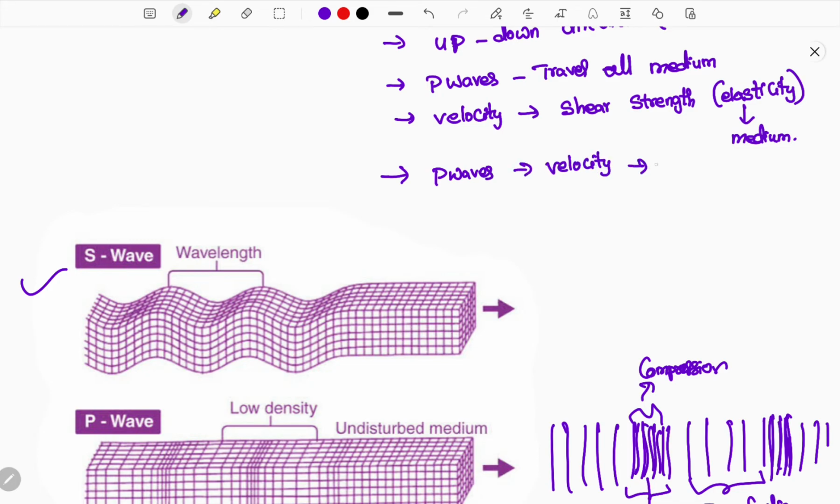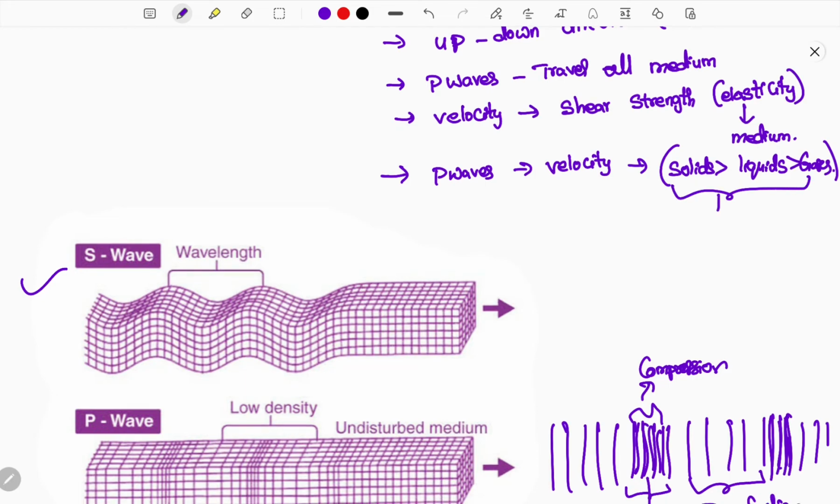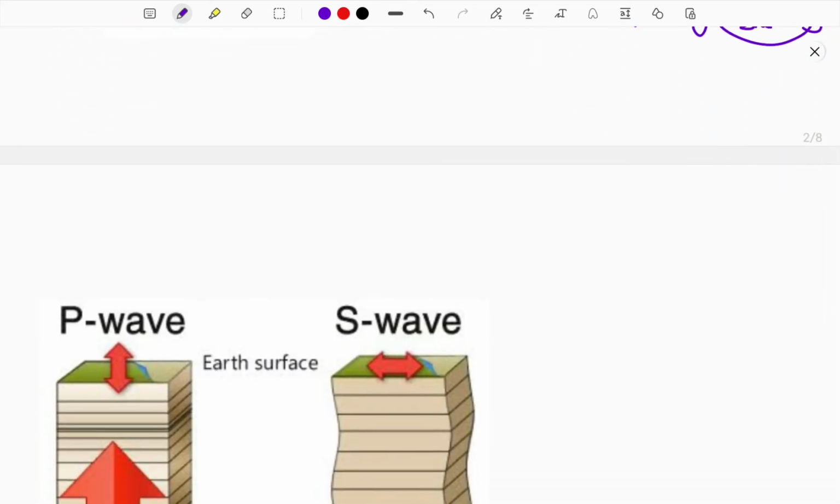The velocity in solids is higher, greater than in liquids. Next to that comes gaseous. So P waves travel faster in solids than liquids, and again faster in liquids than gases. If you have read this since childhood, you would know that this is a similar pattern to sound waves. This is a direct example of the features of sound waves. As sound waves travel through the atmosphere, the P waves also travel in a similar way.